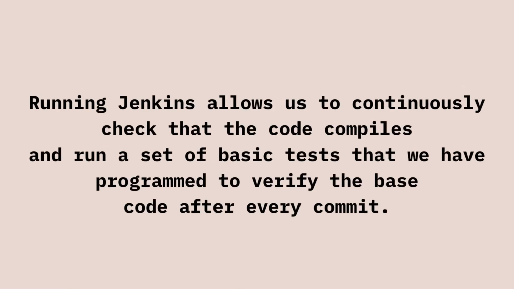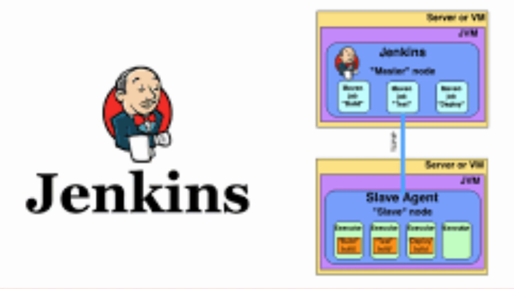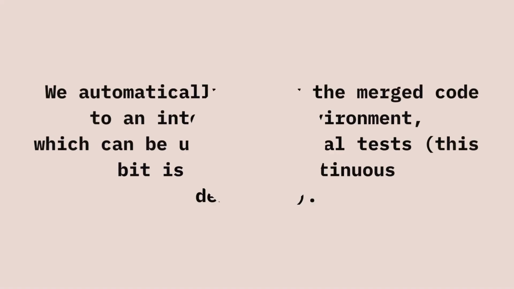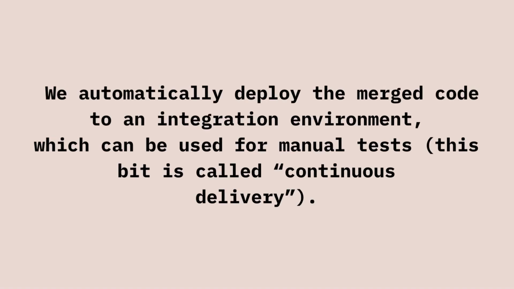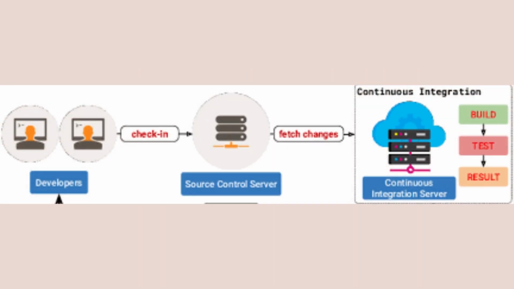How Jenkins helps the Bugfender team. Running Jenkins allows us to continuously check that the code compiles and run a set of basic tests that we have programmed to verify the base code after every commit. We automatically deploy the merged code to an integration environment which can be used for manual testing. This bit is called continuous delivery.